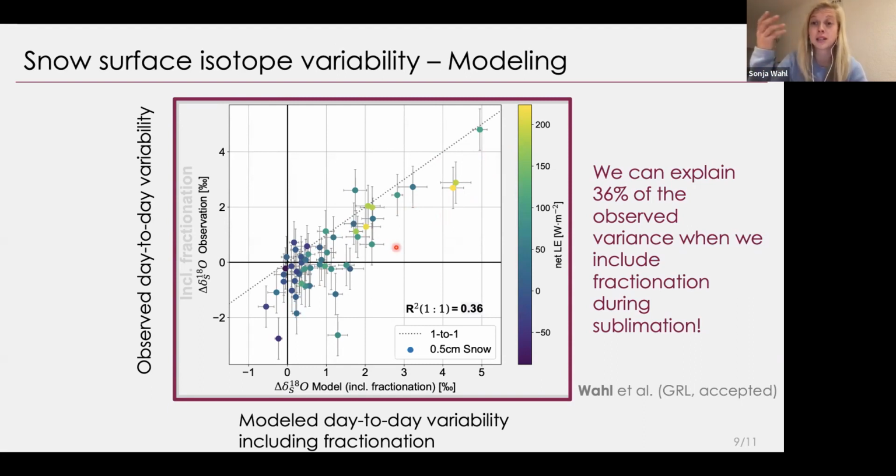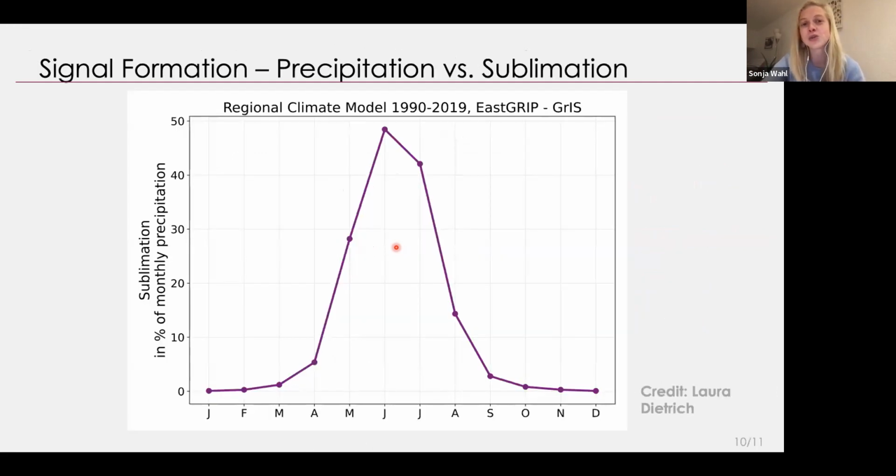But of course, for the ice core signal, it's more the seasonal or annual timescales that are of interest. And to answer whether vapor snow exchange is important for the seasonal or annual timescales, I have to say I will get back to you at some point and present you the latest results or future results. But for now, I just want to point to this study that my colleague Laura Dietrich did. And she looked at this whole signal formation process in a more mass balance approach.